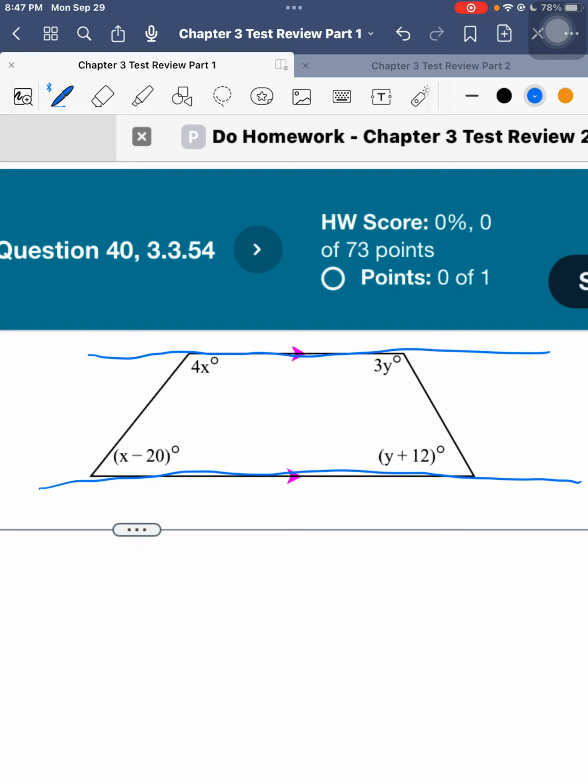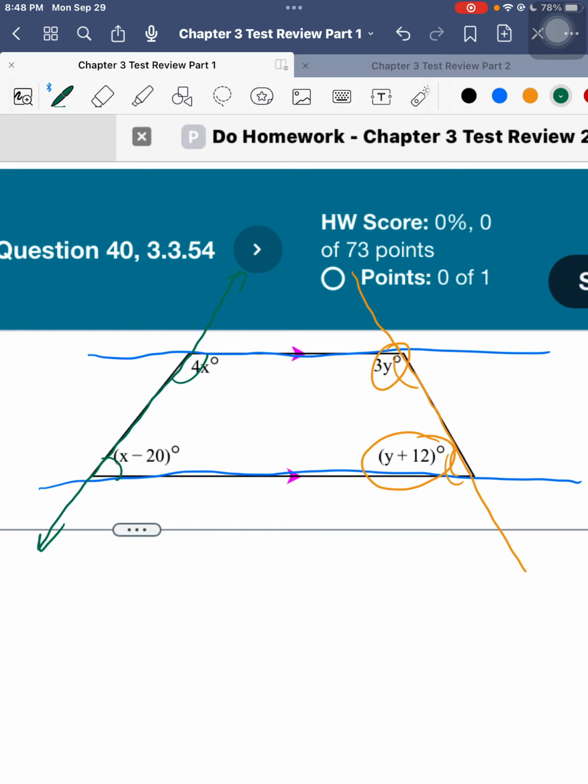Same thing here. This line and this line, if we extend them to more easily see our parallel lines, because of this, parallel lines. Now I can extend this transversal here. And what do I know about this angle and this angle? They're just same side interior. So 3y plus y plus 12 equals 180.